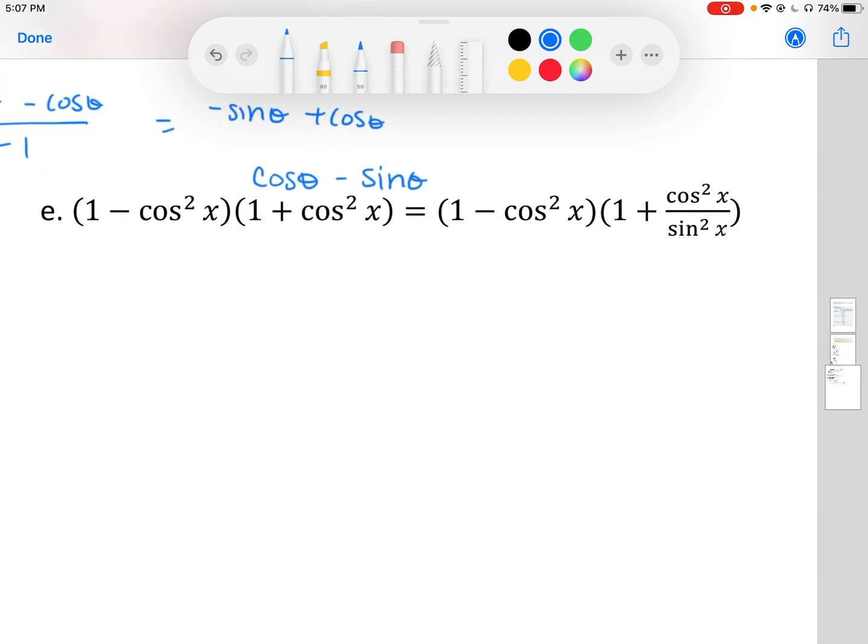One more. Let's verify this identity. Whoa, actually this one's a typo. I wrote down the first step, not the problem. It's supposed to equal 1. But I'm okay with the problems we've done.